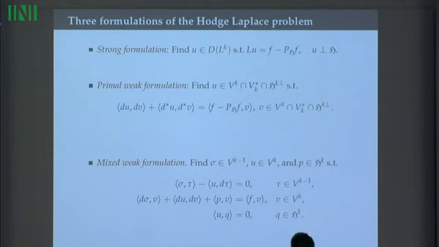Okay, and then if there are harmonic forms, we have to take care of them. So this is just a statement that u is orthogonal to the harmonic forms. And this p is nothing other than the projection of f onto the harmonic forms, because if you take v as a harmonic form, these two terms drop out.